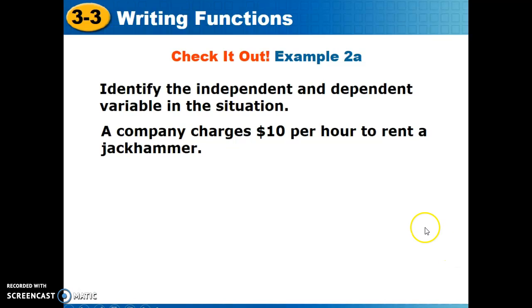Check it out. Example number 2. You guys try this one out. Turn off your video, see what you come up with, and then come back and check your answer.